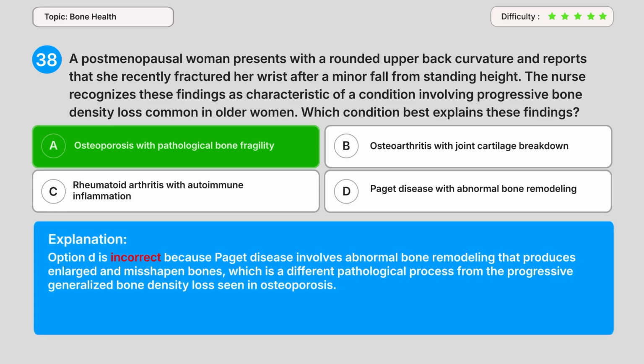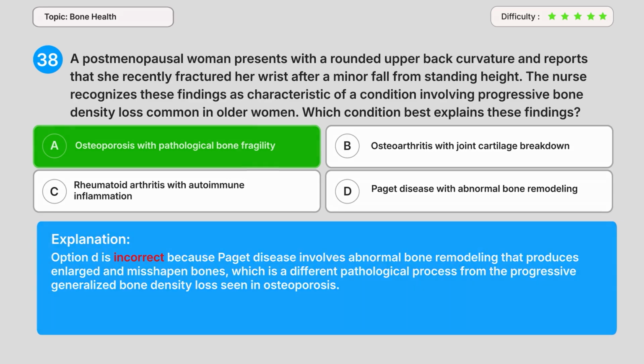Option D is incorrect because Paget disease involves abnormal bone remodeling that produces enlarged and misshapen bones, which is a different pathological process from the progressive generalized bone density loss seen in osteoporosis. Postmenopausal woman, rounded upper back curvature, wrist fracture from a minor fall. That's osteoporosis with pathological bone fragility.